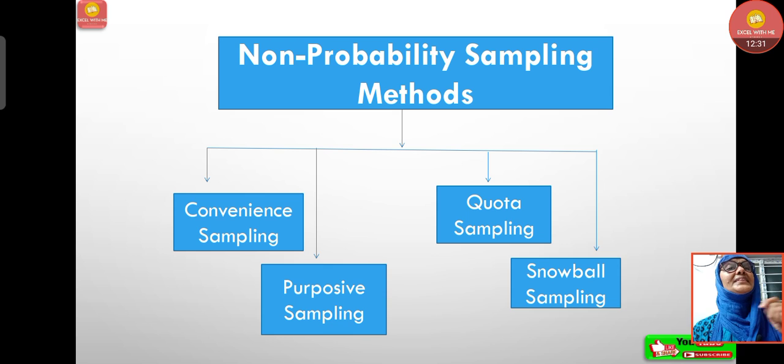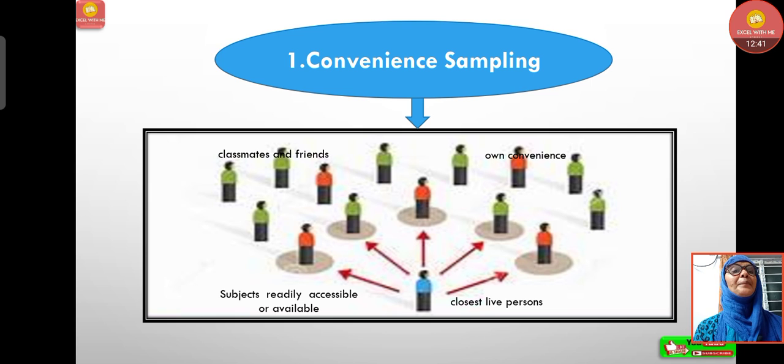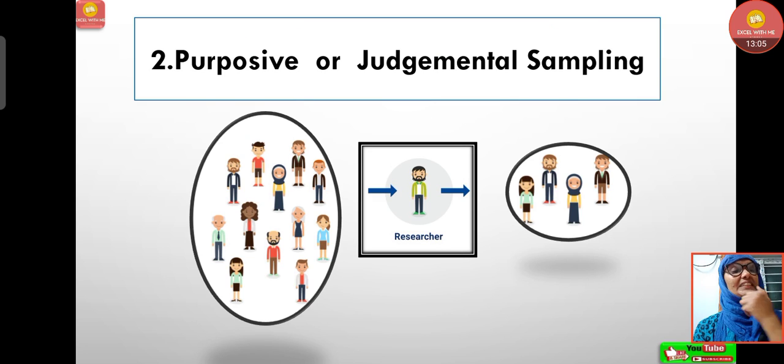Now, the non-probability sampling methods are: number 1, convenience sampling; 2, purposive sampling; 3rd, quota sampling; and the 4th one is snowball sampling. First one, convenience sampling. According to the convenience of the researcher, they choose maybe their classmates and friends, maybe subjects really accessible or available near them, or maybe their own convenience. They can choose all the closest persons according to their convenience. That is convenience sampling. There is no equal chance here. Anybody, they will conveniently pick those persons here.